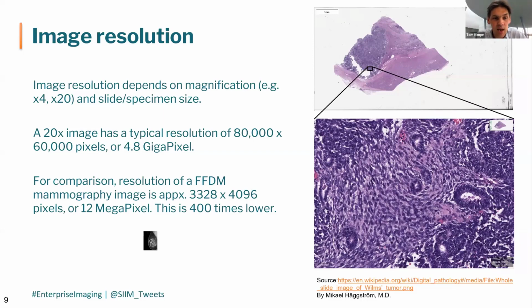Now, this number may not say a lot, but maybe some of you know full-field digital mammography images. For comparison, a typical full-field digital mammography image is only 12 megapixels, not gigapixels, which means that a single whole slide image or digital pathology image is about 400 times larger than a full-field digital mammography image. Just to put it in perspective, here you see on the bottom the relative magnitude of an FFDM image, and on the top right, a digital pathology image. So these are really huge images.